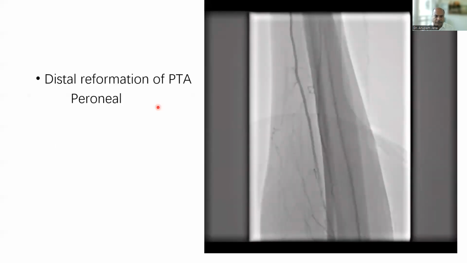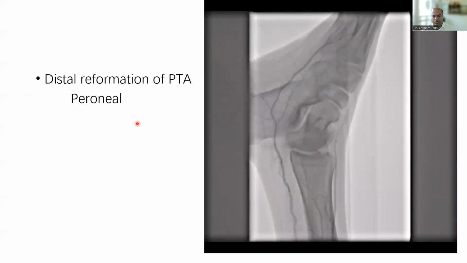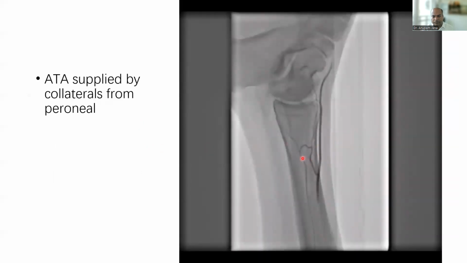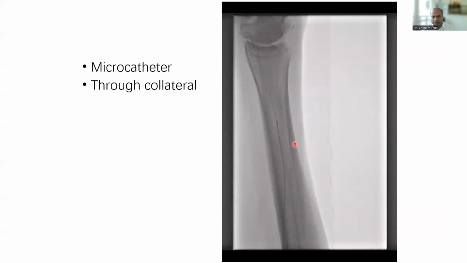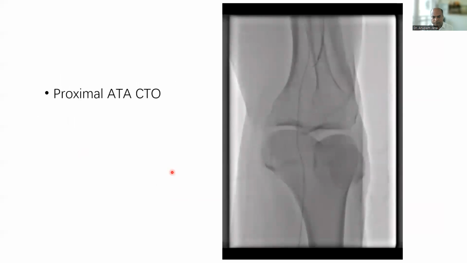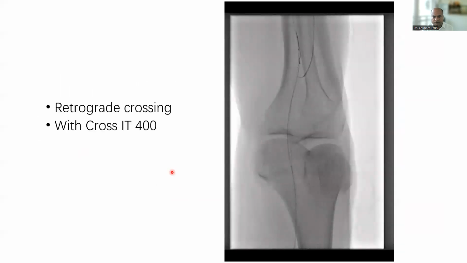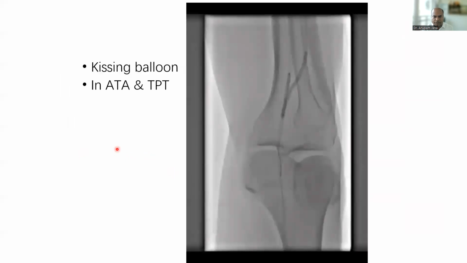So in this case, there was a distal reformation of the posterior tibial artery and the tibioperoneal trunk, and there was a collateral supplying the anterior tibial, reconstructing the anterior tibial artery. So what we did is we went through a transcollateral retrograde approach, and then we crossed through the microcatheter and came back to the proximal part of the anterior tibial artery. So there was a CTO in the anterior tibial artery ostium, and then the proximal anterior tibial artery CTO was intervened, balloon angioplasty was done, and then we did kissing angioplasty, and this is the final result.